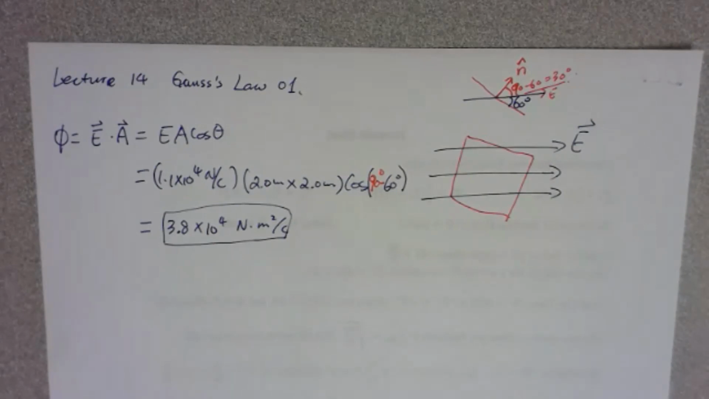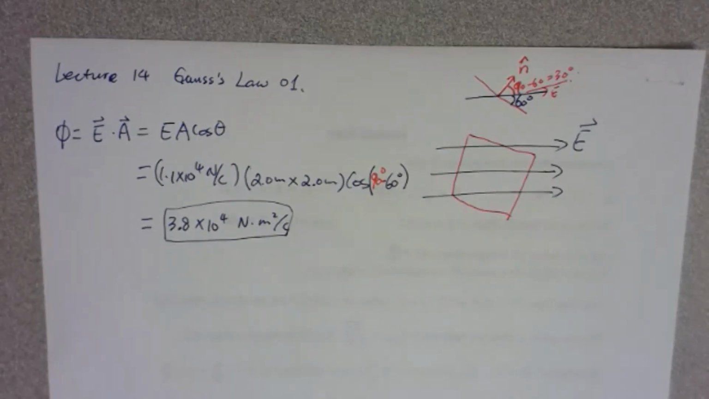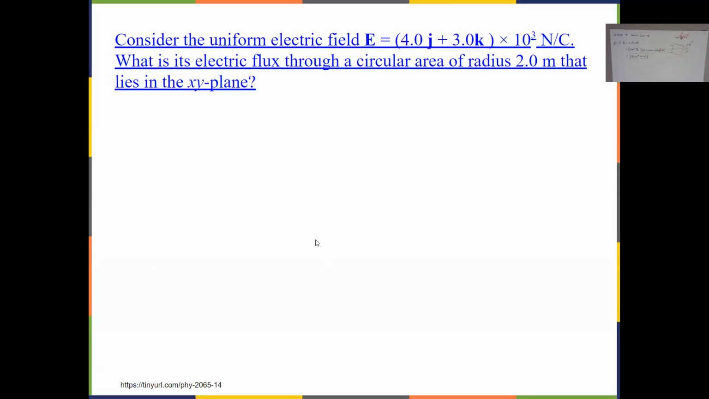And let's go back to the slide quickly, and we'll be coming back. So the second problem here, it says, consider the uniform electric field, E field. Now this is given in components. And what's the electric flux through a circular area of 2.0 meters that lies in the XY plane?